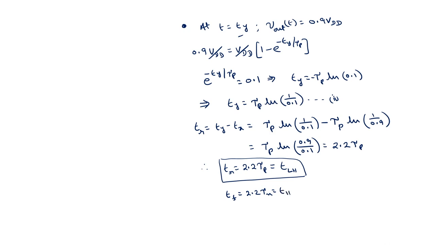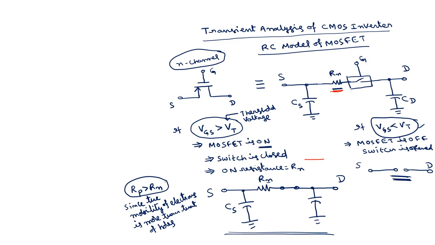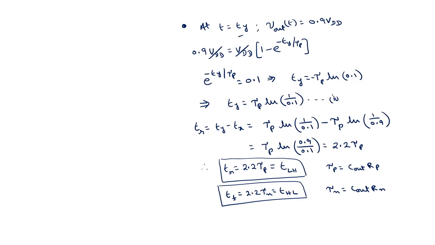It is also called as high to low. One important observation here is, between these two, which one is larger? Here tau p is given by C out times Rp, and tau n is given by C out times Rn. As I have discussed earlier, Rp is greater than Rn.